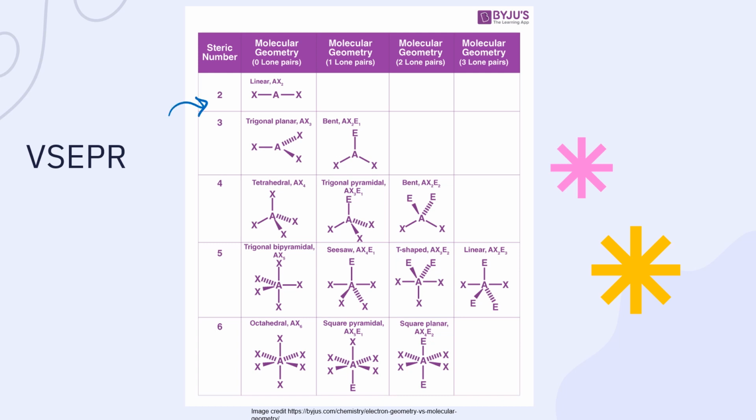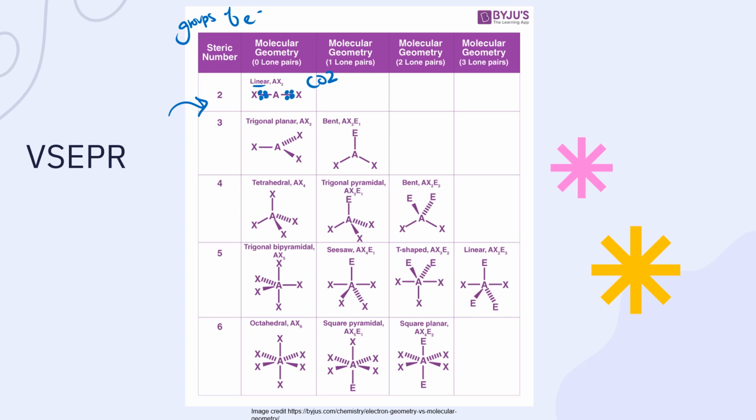So the steric number, the number of groups, total groups of electrons around our central atom. So if there's 2, like in carbon dioxide, then we're going to end up with a linear shape. Those 2 groups of electrons, of course, maybe they're double bonds.